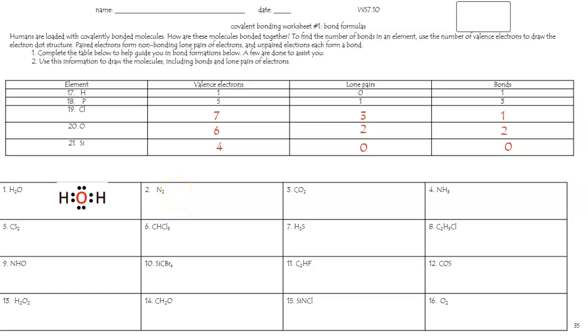Well, nitrogen likes to form 3 bonds. There's only one combination possible, a triple bond between the 2 nitrogens. Don't forget that lone pair that's always on nitrogen.